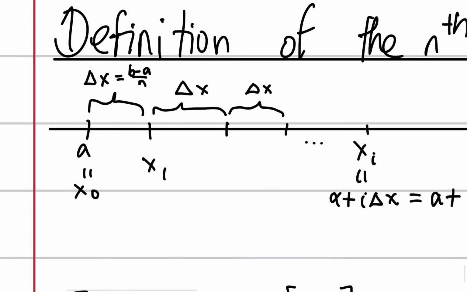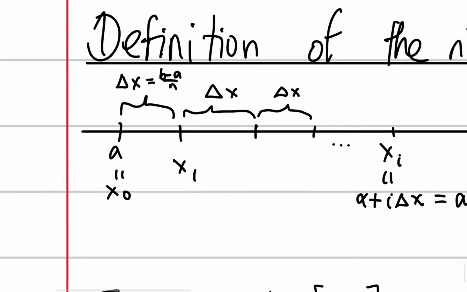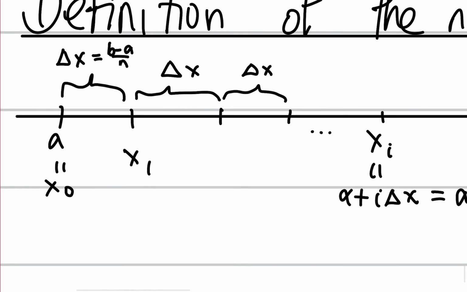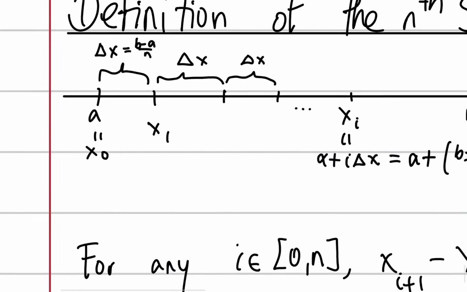So let me show you before I give you the definition. We're going to call this little thing delta x, and it's b minus a over n. Basically, we're taking this length, which is congruent in all of them. We're starting at a and adding delta x to each one to get what we were looking for.